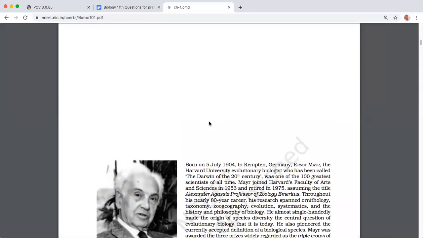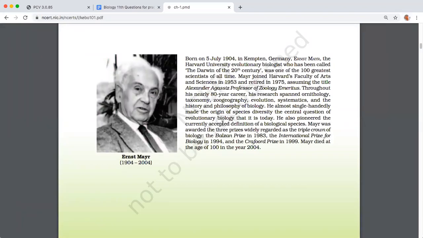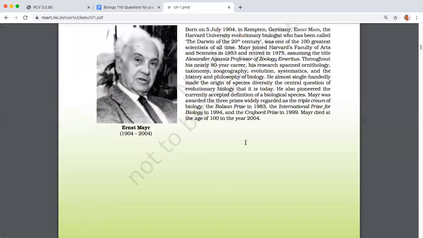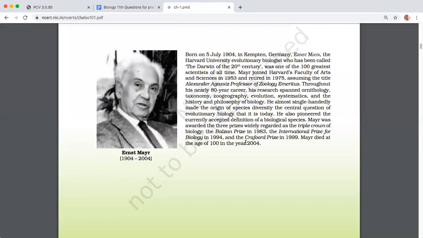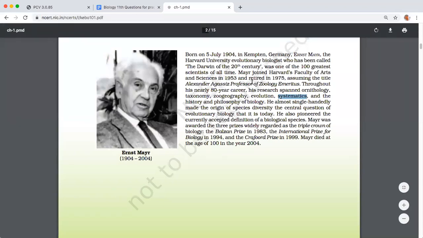Before every chapter, before every unit, you have one scientist who has won the Nobel Prize, or some kind of scientist who has contributed to biology in some way. So Ernst Mayr is one person who has contributed to systematics. Basically, he is a zoologist and an ornithologist. He has contributed greatly to systematics. So you have to write this person's name, which is mostly there in the textbook.